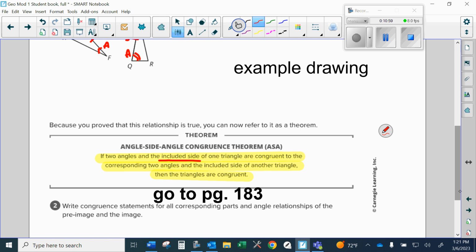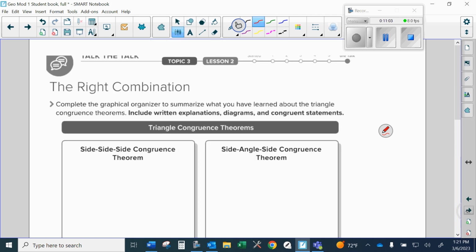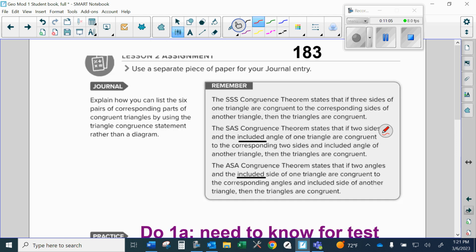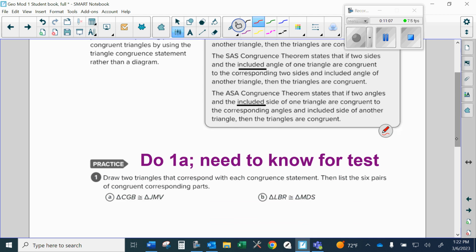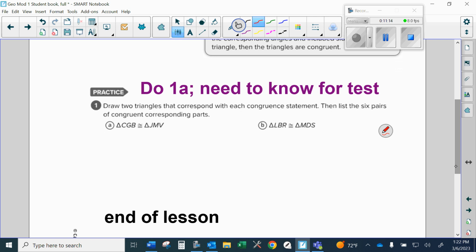So now go to page 183, 3 pages ahead. Okay, so we see that word included in both of those. Now you need to be able to do 1A here. 1A and B are the same thing. I'm just going to do it one time with A. B is the same thing with different letters. It says draw two triangles that correspond with each congruent statement. Then list the 6 pairs of congruent corresponding parts.